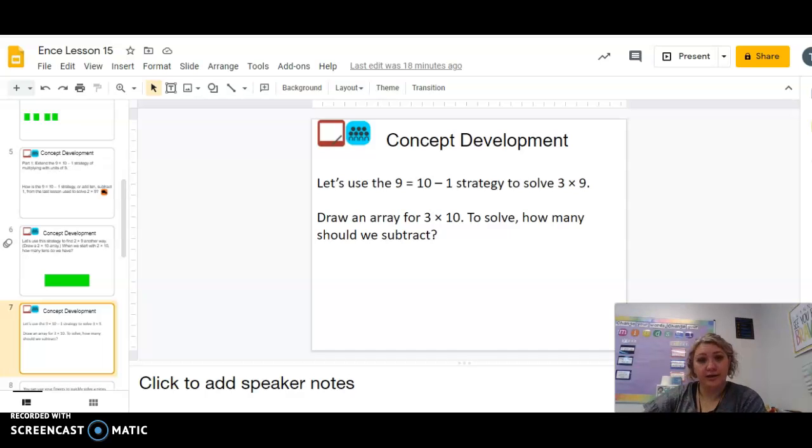Now we are going to draw an array and solve it using an array like we did with 2 times 9. Okay, so pause me, draw an array that looks like this so that you have 3 rows of 10. So how many 10s do we have here? We have 30, but we aren't trying to figure out what 3 times 10 is. We're trying to figure out what 3 times 9 is.